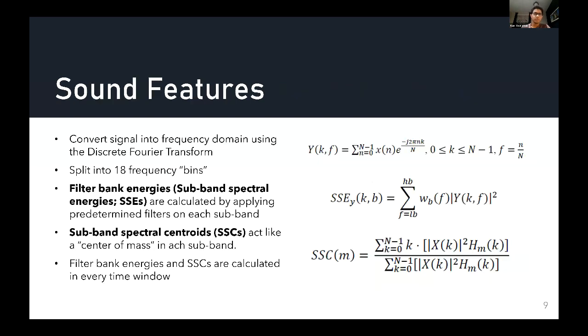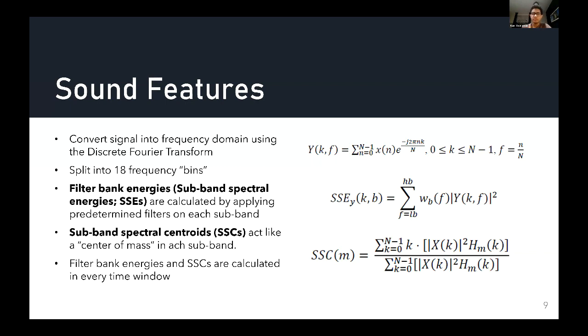Now, it's not directly evident how we should take and use this database. There were 2 sound features that we extracted from this database. For every heart sound signal in the database, we converted the heart sound signal into the frequency domain using the discrete Fourier transform. And in the frequency domain, we split that domain into 18 frequency bins or subbands.